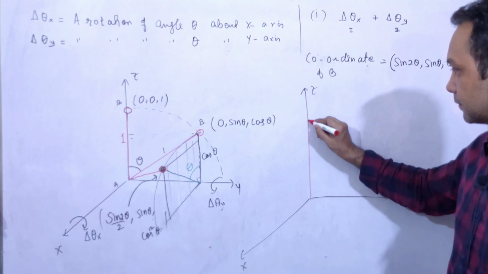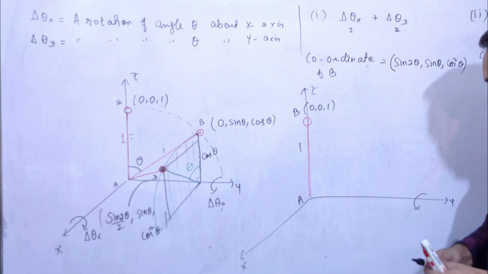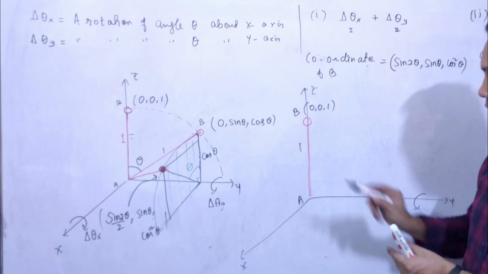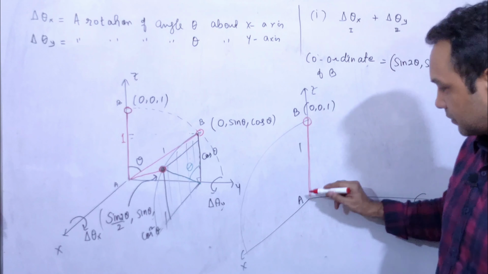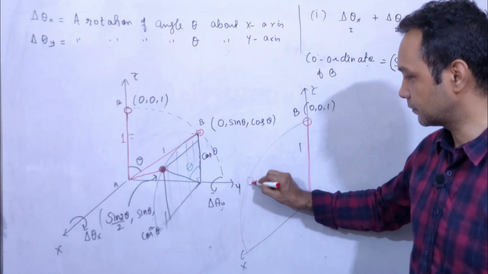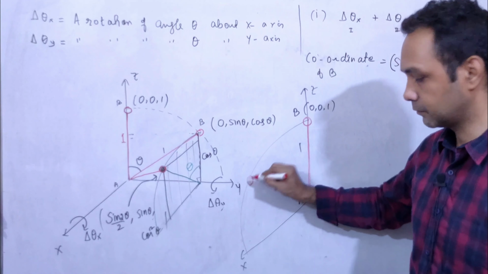This point is A and this is B. So its coordinate is 0, 0, 1. And now what we are going to do is rotate about the y-axis first. So it will move in a circle like this, and suppose it has come to this position, and this rotation is theta.